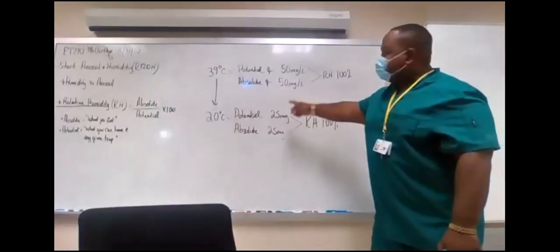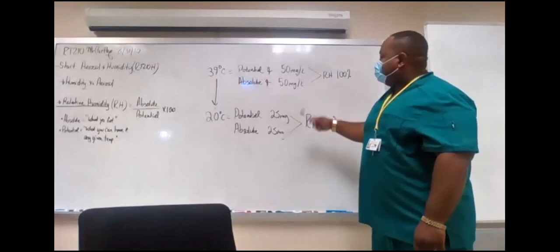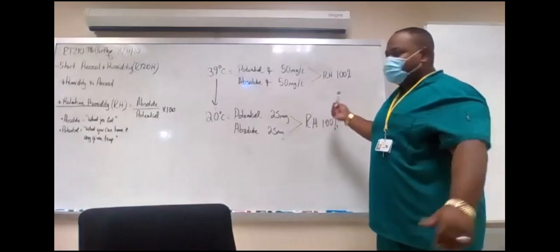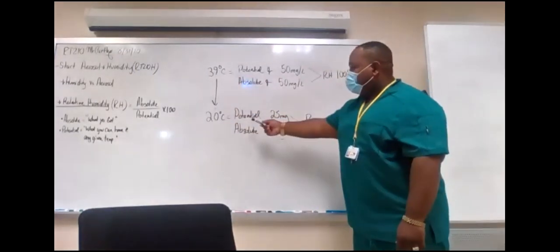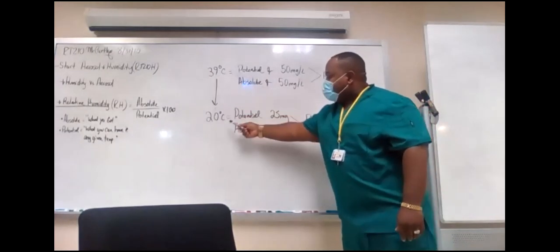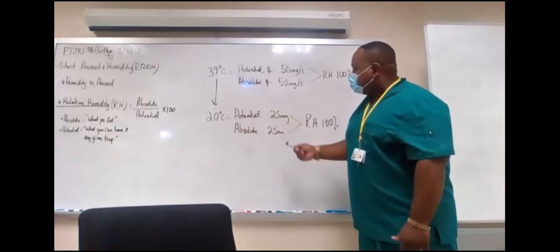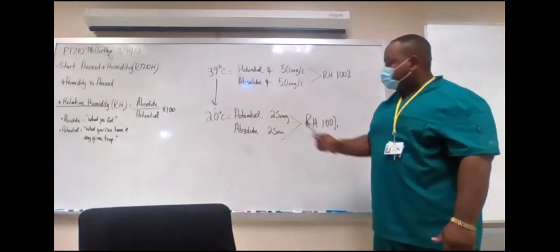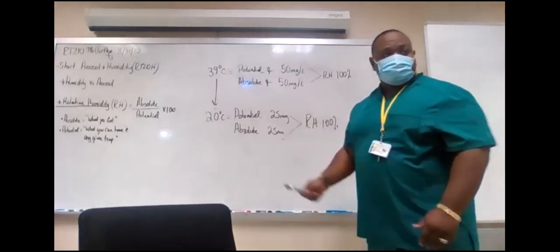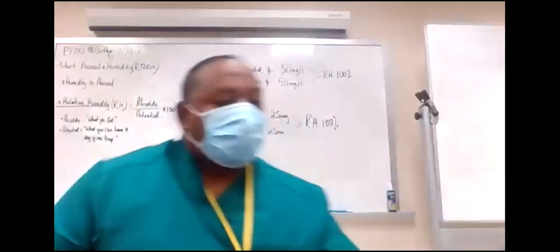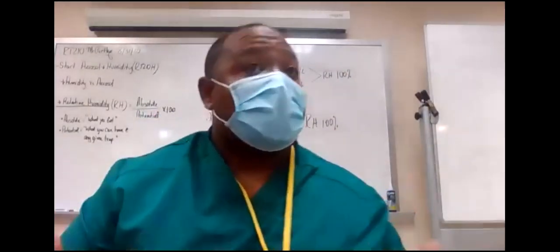So what we did here is the same 39 degrees Celsius has a potential of 50, absolute of 50, which is the relative humidity of 100%. But that temp went down to 20 degrees Celsius. Well, when the temperature goes down, relative humidity will still be 100% because the potential goes down and the absolute goes down. So 25 and 25 is still 100%. Okay. Now, the reason why they both go down, the potential goes down and the absolute goes down, is because it goes down to what's called rain out.